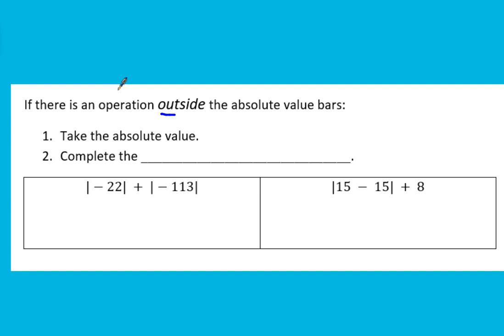Sometimes the operation will be outside the absolute value bars. We just looked at what happens on the inside, but if it's outside, the steps are just reversed. So you first want to take the absolute value, and then you will complete the operation.